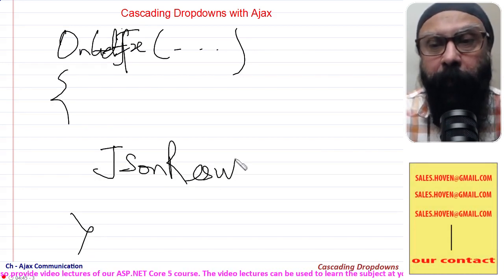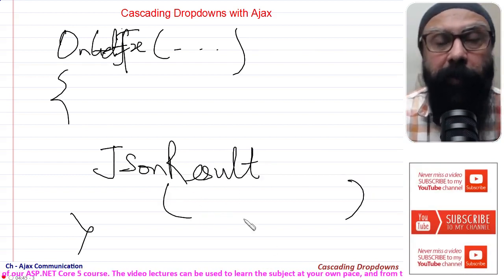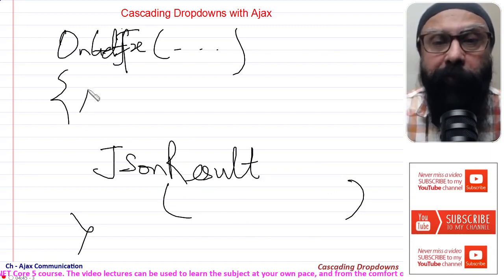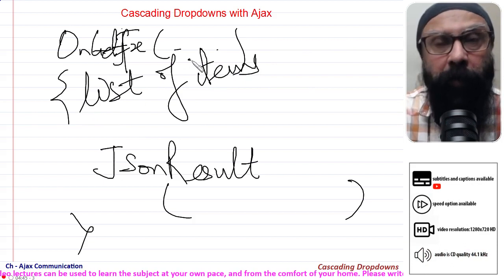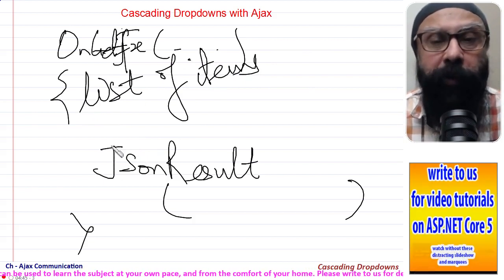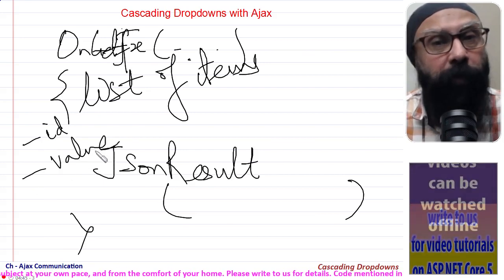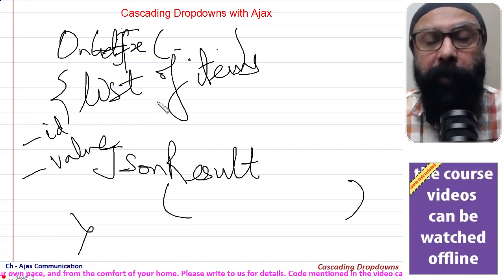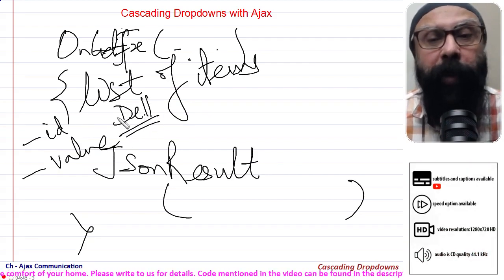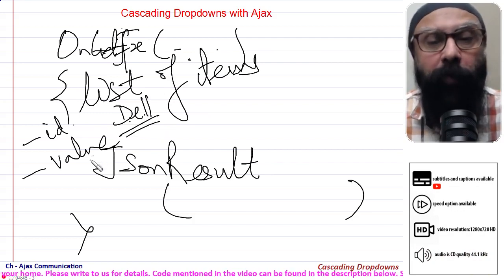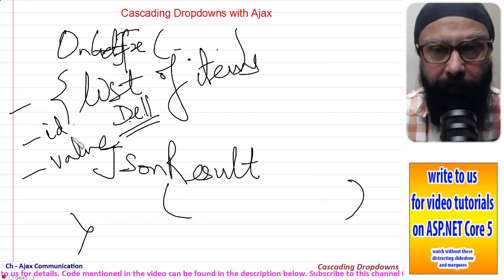result. That also we know, but this time this result will be a list of items. Each item will have two things. One is an ID, the other is the value. So let us say it sends an item called Dell. Corresponding to Dell there will be some ID and some value and also some display name.